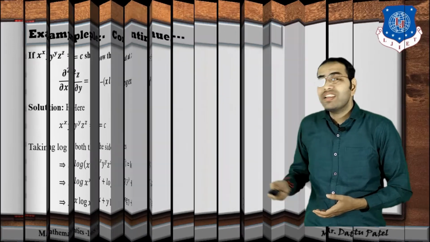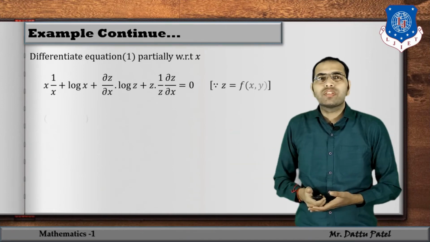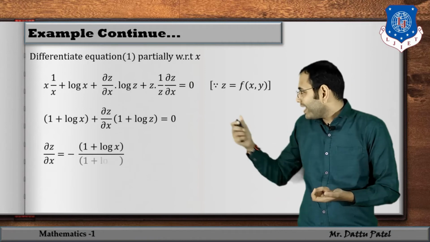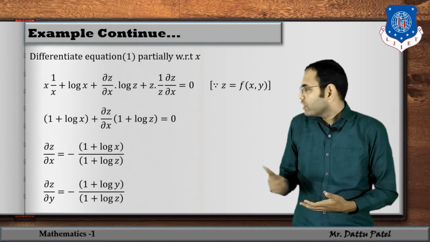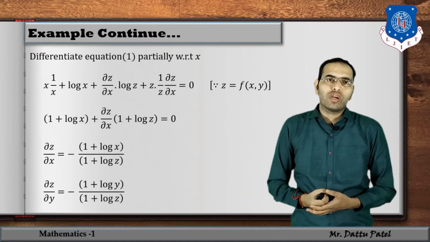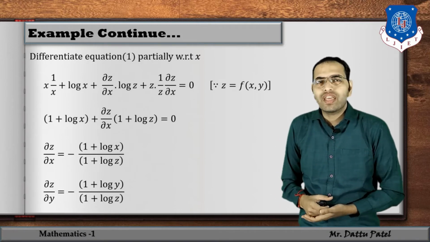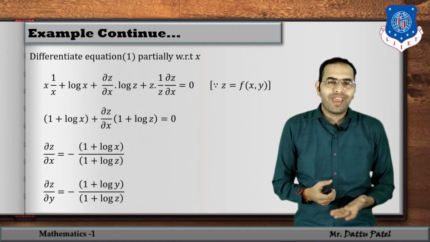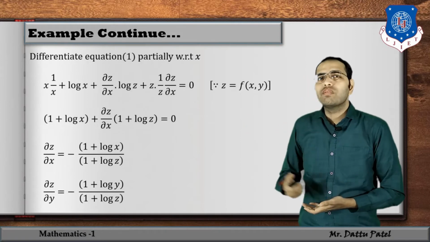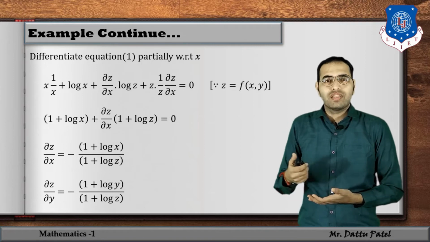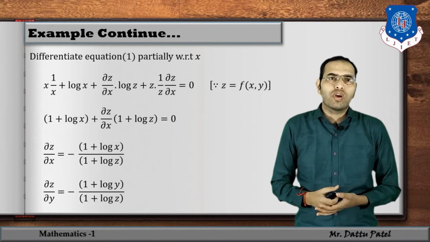Now, taking the partial derivative with respect to x, our equation becomes, for x log x, apply the product rule: u as it is, derivative of v, plus v as it is, derivative of u. It becomes x into 1 upon x plus log x. Obviously y log y is constant, so its derivative is 0. Here z is a function of x and y, so for z log z, again by the product rule, it becomes ∂z/∂x into log z plus z into 1 upon z ∂z/∂x, equal to 0.